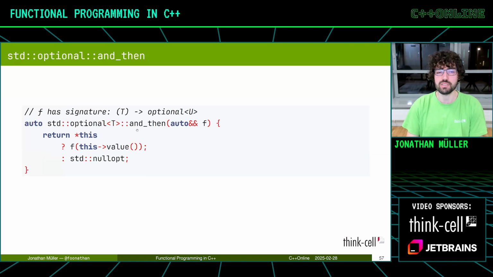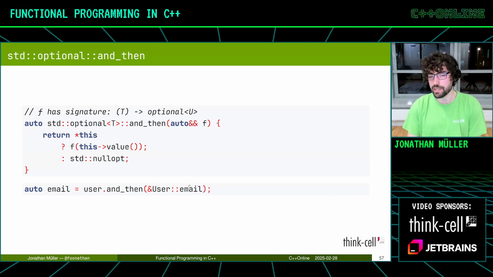So there's a variant of transform. It's called and then. And then is very similar to transform, but the return type of the function is no longer U, it's optional U. That means that we don't need to wrap it in make optional, right? Because the function itself already returns an optional and can just return the null. And so with and then, we just write user and then the email. And this will either return the email or an empty optional, but it's never a nested optional.